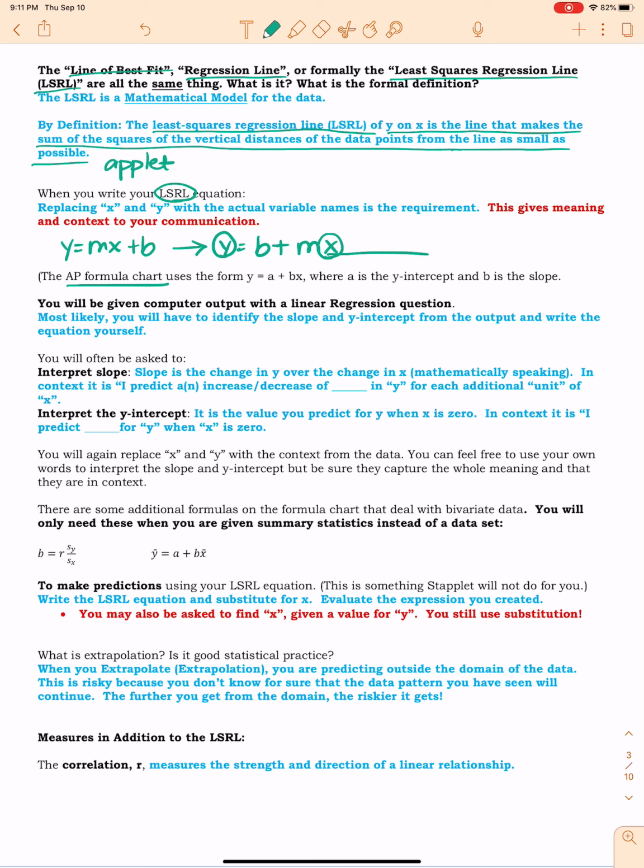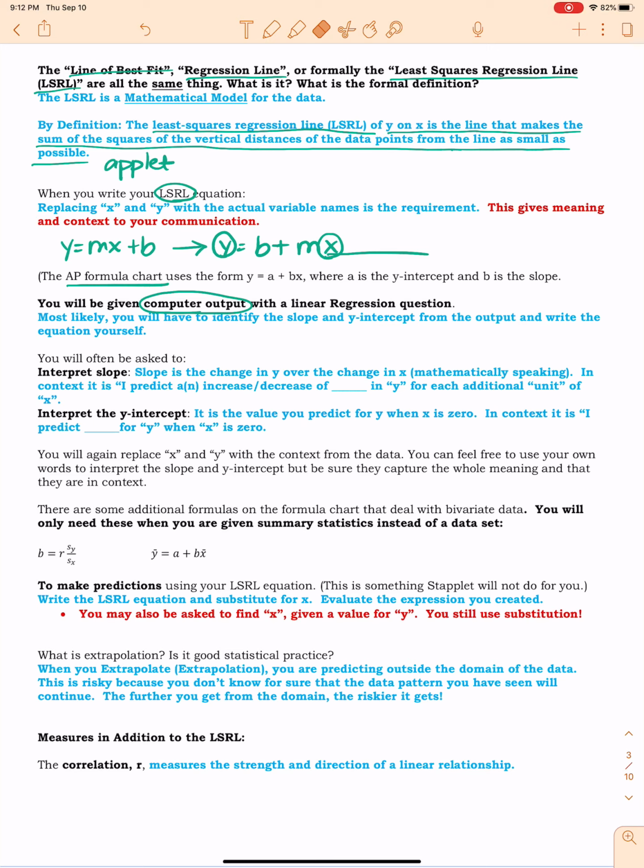All right, so other things that we're going to explore here. What I anticipate, and what has been the case a lot in the past, is that on the AP test, you will be given computer output. So again, it's going to be more important that you can interpret everything and communicate well about everything. That's going to be far more important than if you can just type some numbers into a program and produce the line of best fit. And computer output is an easy way that we do that.